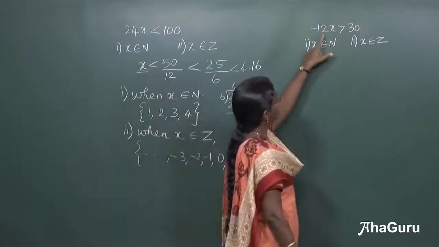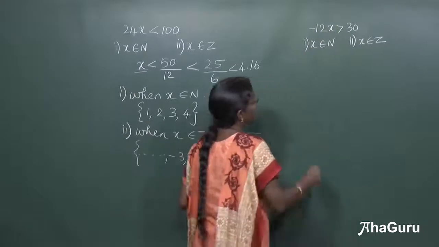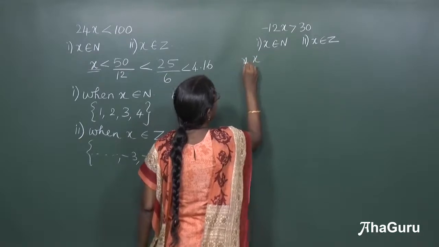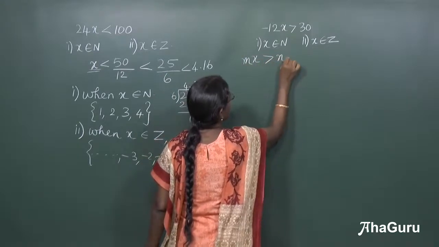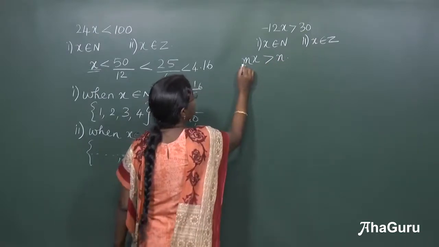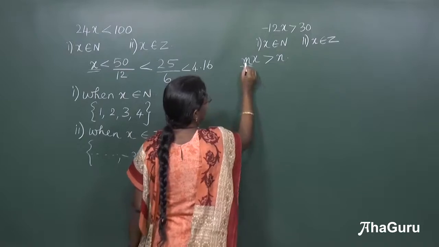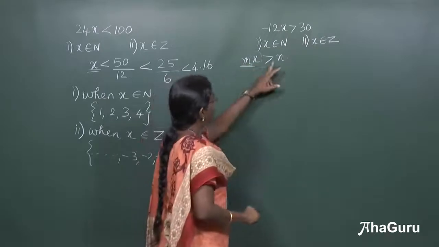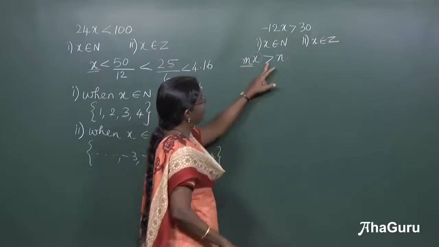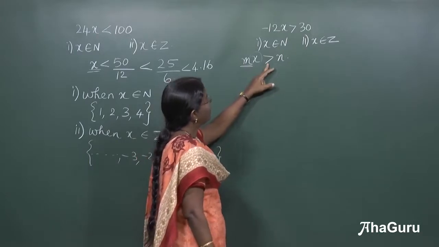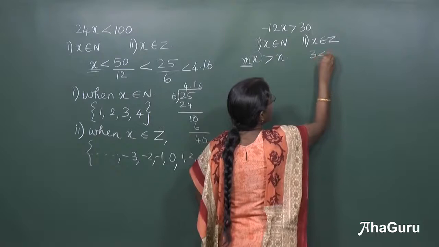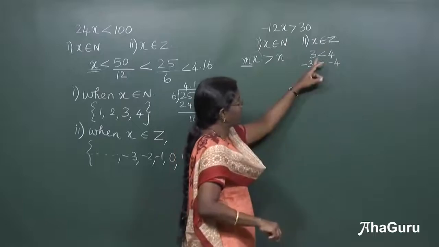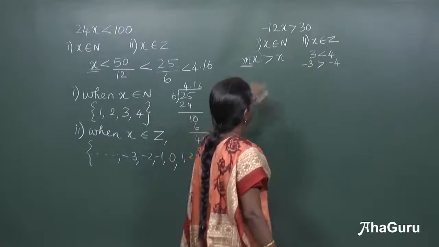We will move to this inequality. It is minus 12x greater than 30. Whenever the inequality is something like mx greater than some n, for example, if this is going to be negative, you are going to divide by a negative constant to find out what happens to x. When you divide or multiply an inequality by a negative constant, the sign of the inequality changes. You see that 3 is less than 4, but if you consider minus 3 and minus 4, the inequality is going to change, or it is going to be greater. The same logic applies here also.